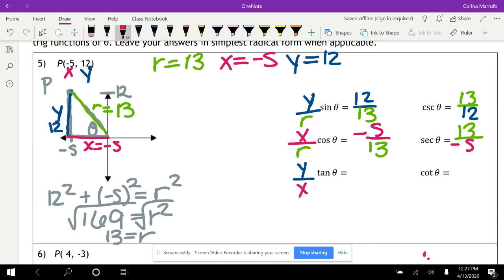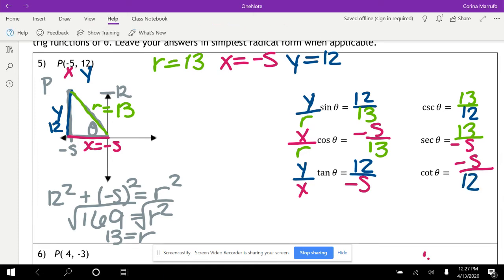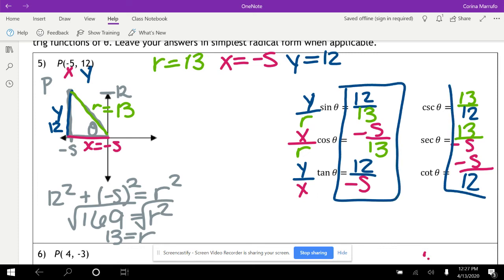And then last is tangent. So tangent is going to be our y value over our x value. So our y value is 12 divided by -5. And then for cotangent, it's going to be its reciprocal. So we're going to take -5 and divide it by 12. And that's it. That's going to be the value of our 6 trig functions.